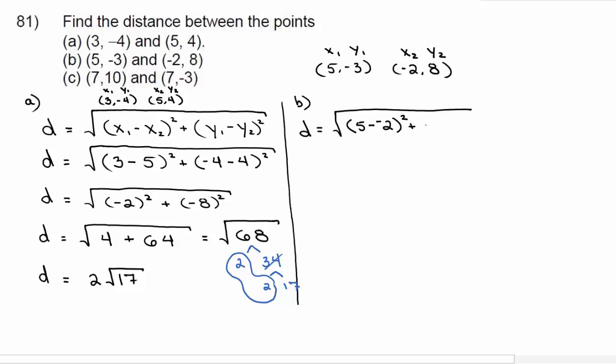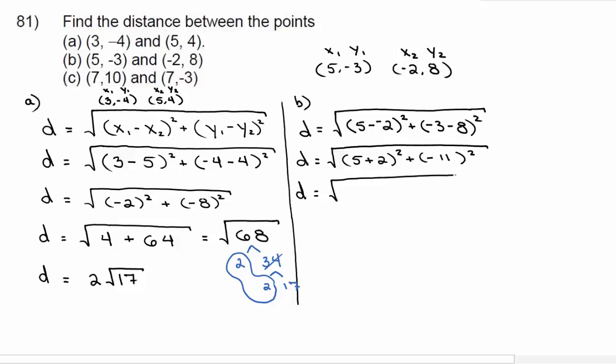So we get 5 minus negative 2 quantity squared plus negative 3 minus 8 quantity squared. Okay, so when you have minus and negative, we can rewrite that as a plus. So I'm going to rewrite that. So that's going to be 5 plus 2 quantity squared plus negative 3 minus 8 is negative 11, and that's squared.